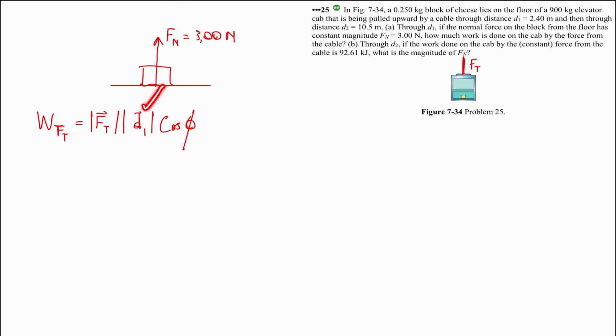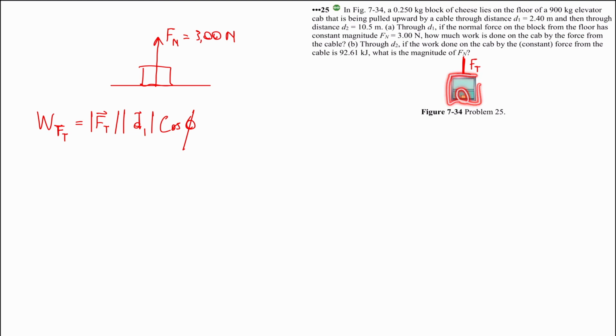We do have the displacement d1, that's going to be 2.4. The only thing missing is this force. So now we need to go find this force. We need to find the magnitude of the tension force. Now we've got to consider what other information we have available at our disposal that will allow us to find the tension force. Well, consider what is common between the cab and the cheese.